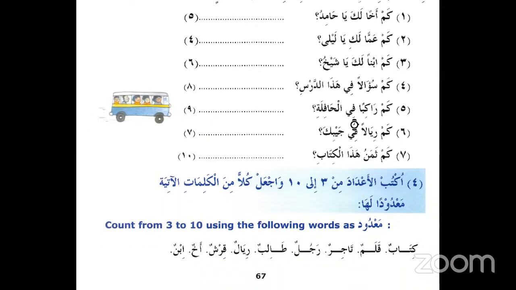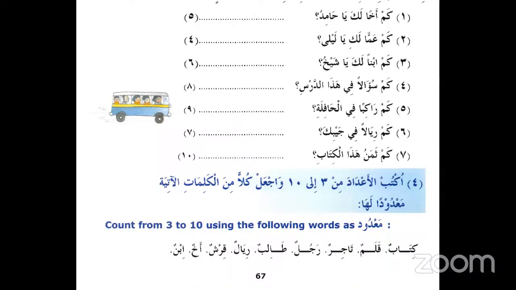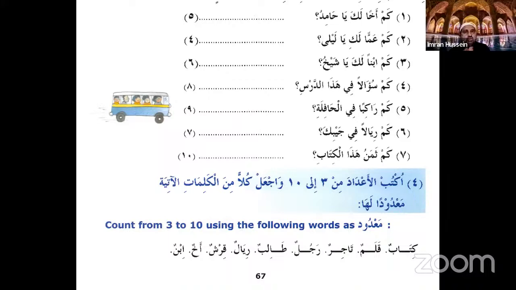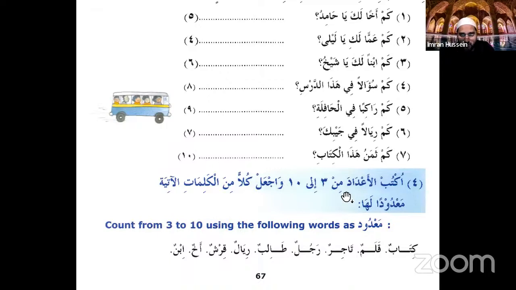كم ثمن هذا الكتاب؟ What is the price of this book? The price of this book is Ashrati. Okay. So you say, ثمن هذا الكتاب عشرة. عشرة كتاب, sorry. ريالات. عشرة ريالات. Acha, we'll add the word ريالات. You add ريالات at the end. Okay, thank you.